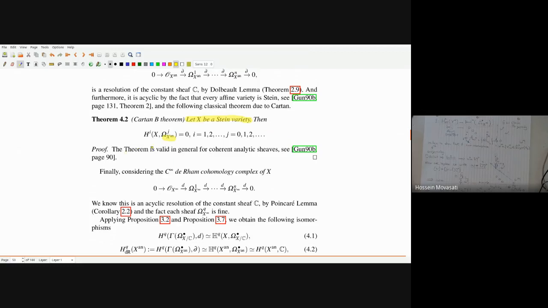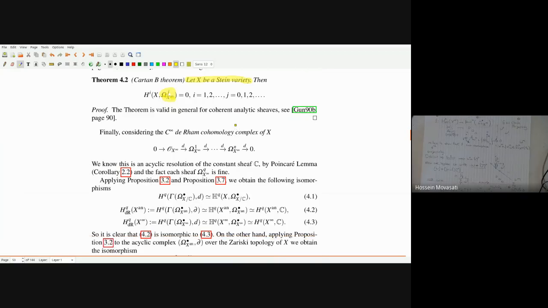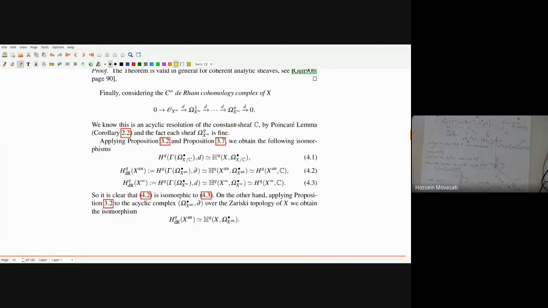So anyway, this notation that you see here: when we write X-an, this means that I consider X as a complex manifold. So this means that this Omega^j of X-an is the sheaf of holomorphic differential j-forms on X. Okay, so let's try to announce the Atiyah-Hodge theorem.